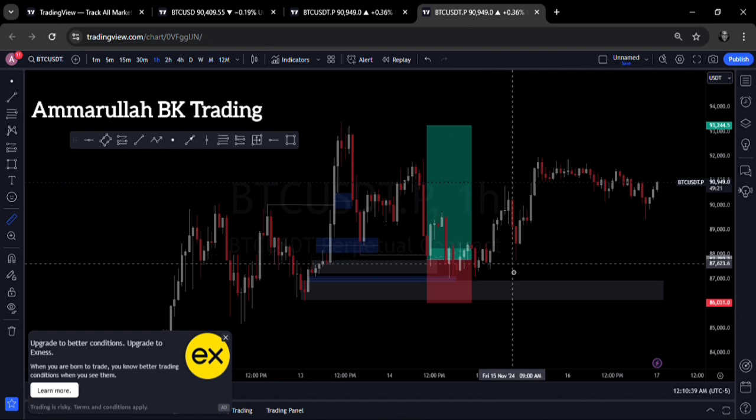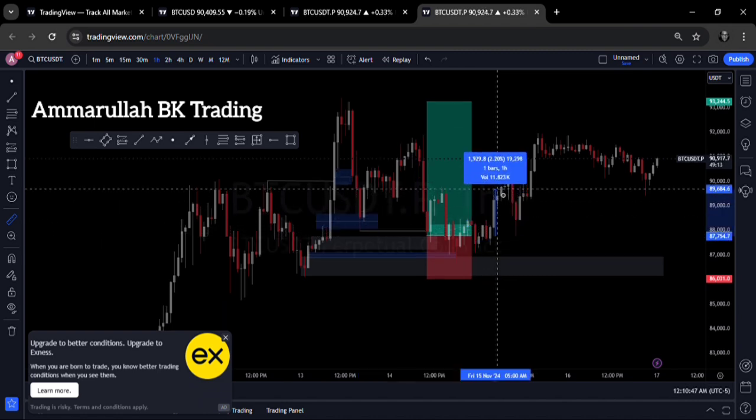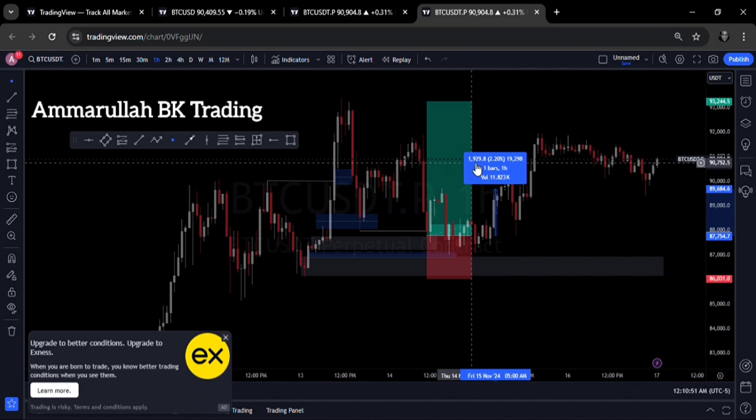From here, if you can see, from where it entered, from my entry to where I exit, it's around 1,929 points. It's a good scalping too.